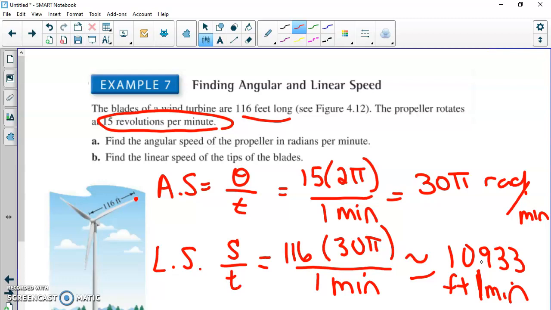The trickiest thing for these word problems can be if they were to say, you know what, give us the linear speed in feet per hour, then you would need to do a conversion from minutes to hours. And the other thing is whenever they tell you a revolution, since you're dealing with radians, you always multiply that number of revolutions by 2 pi.